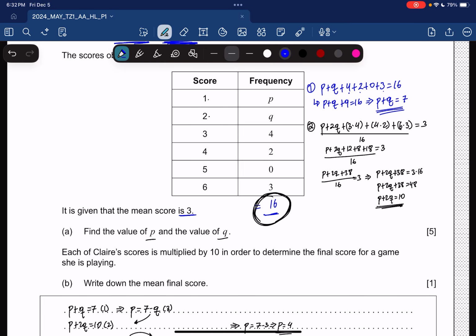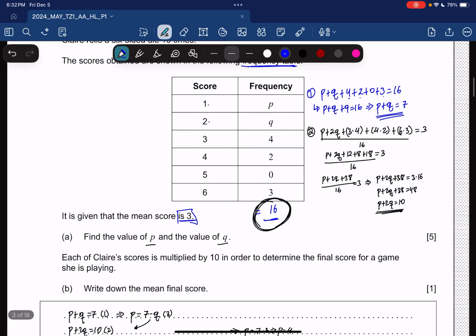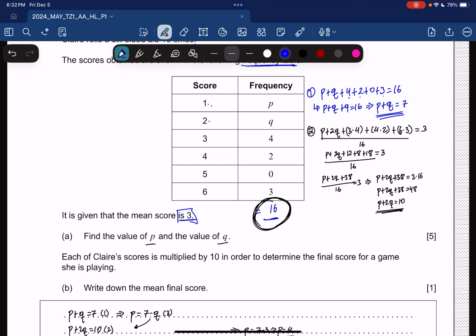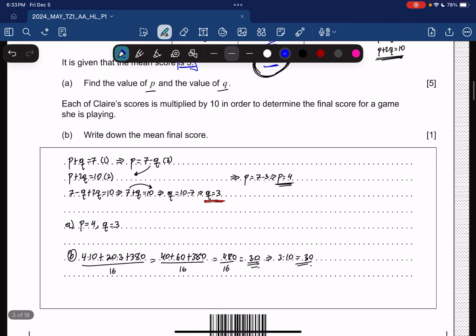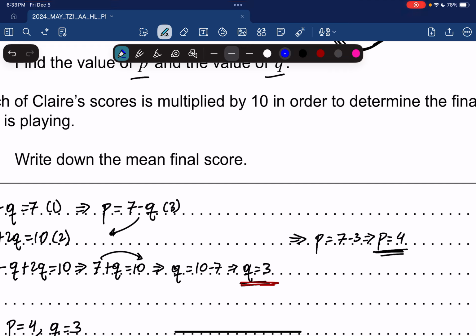I have P plus Q, and then I have P plus Q plus 4 plus 2 plus 0 plus 3 as the total frequency. Now the relationship, using this 3 here, which was my mean, is that score times frequency, added all together and divided by the total frequency, should give me the mean. From there, I have two equations that relate P and Q, and then I can solve for P and Q. And for the rest, it's just a scaling factor of 10 on the mean.